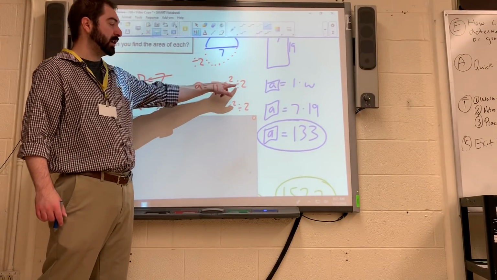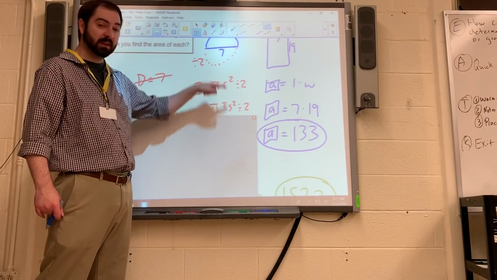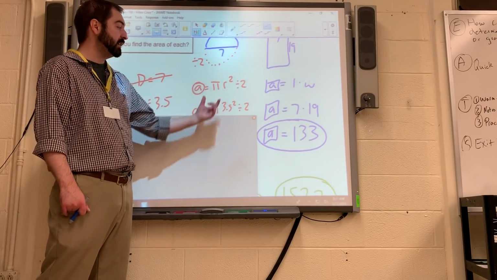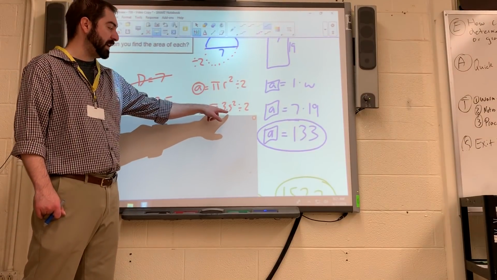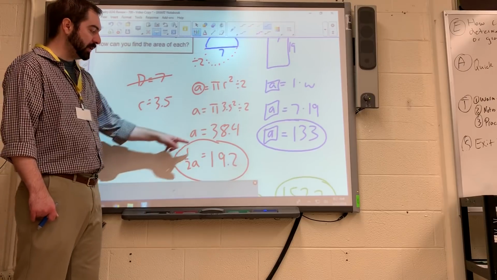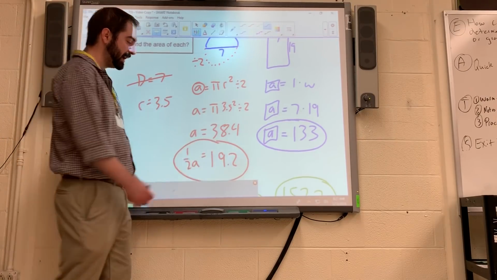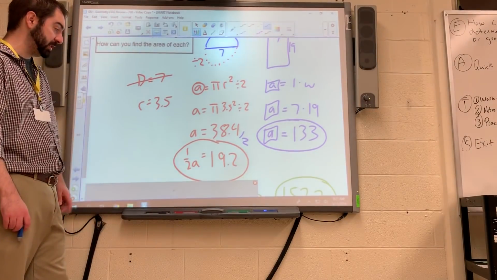Pi radius squared. I even put divide by 2 at the end of my formulas because, again, I have a half circle. It's been the most common mistake, people forget to take half the area. Pi times 3.5 to the second power divided by 2. I did it all straight there. We get 38.4, but again, I needed half that number. That's when I divided by 2, and I got 19.2.